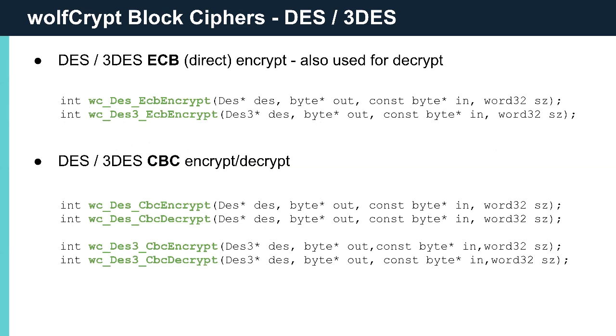So these are the APIs you'd use for encryption and decryption. There's a DES ECB encrypt and DES3 ECB encrypt. In these algorithms, for ECB, DES and triple DES, you'll be using the same API to decrypt as well. For CBC mode, you have separate encrypt and decrypt APIs, like you can see on the bottom of the slide here.